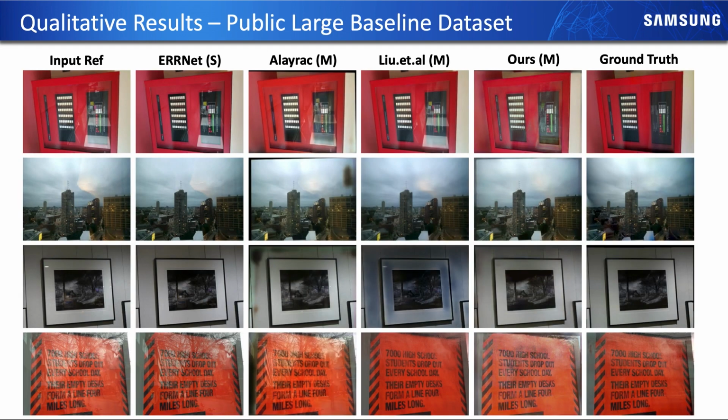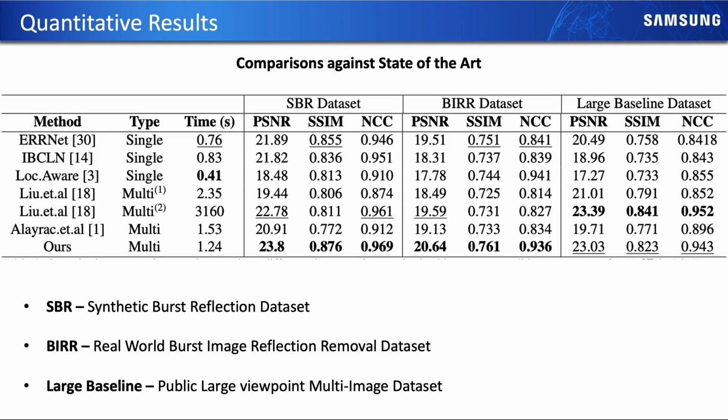We next evaluate on the publicly available large baseline dataset. Our method is able to remove reflections much better than the state of the art with minimum artifacts, where some of the existing methods introduce artifacts as evident in rows 2 and 3. We next demonstrate the quantitative evaluation on 3 different datasets. Our method is superior on 2 datasets and second best on the large baseline dataset.